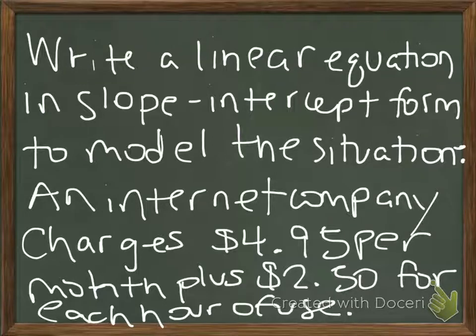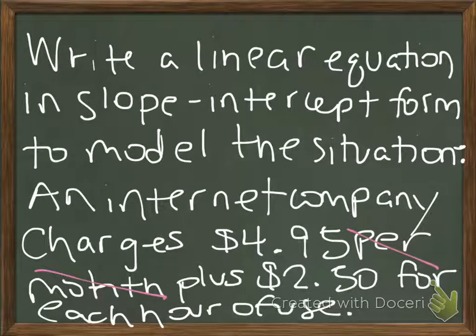The situation is an internet company charges $4.95 per month plus $2.50 for each hour of use. If we're trying to come up with a rate, usually we look for the words per or for each. Since both of these numbers have the words per or for each, we also need to think about this situation is modeling for 1 month. So the per month is not going to contribute to our answer.